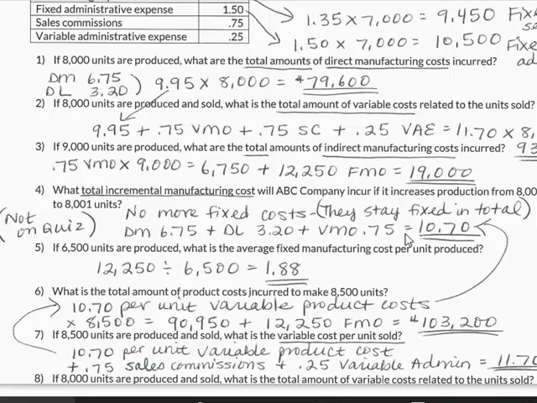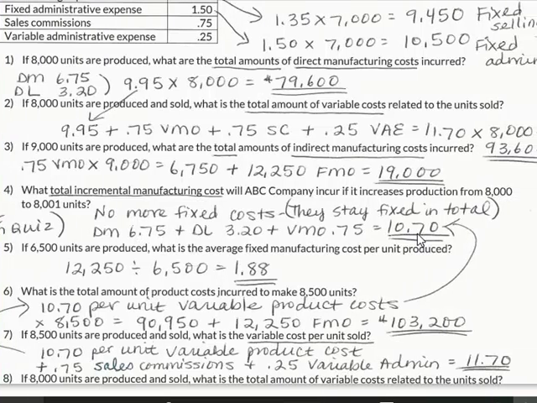These 3 amounts add up to $10.70 per unit. So $10.70 represents our incremental or extra out-of-pocket cost for manufacturing one more unit. And I didn't include any of the variable period costs because it's simply asking for incremental manufacturing cost.